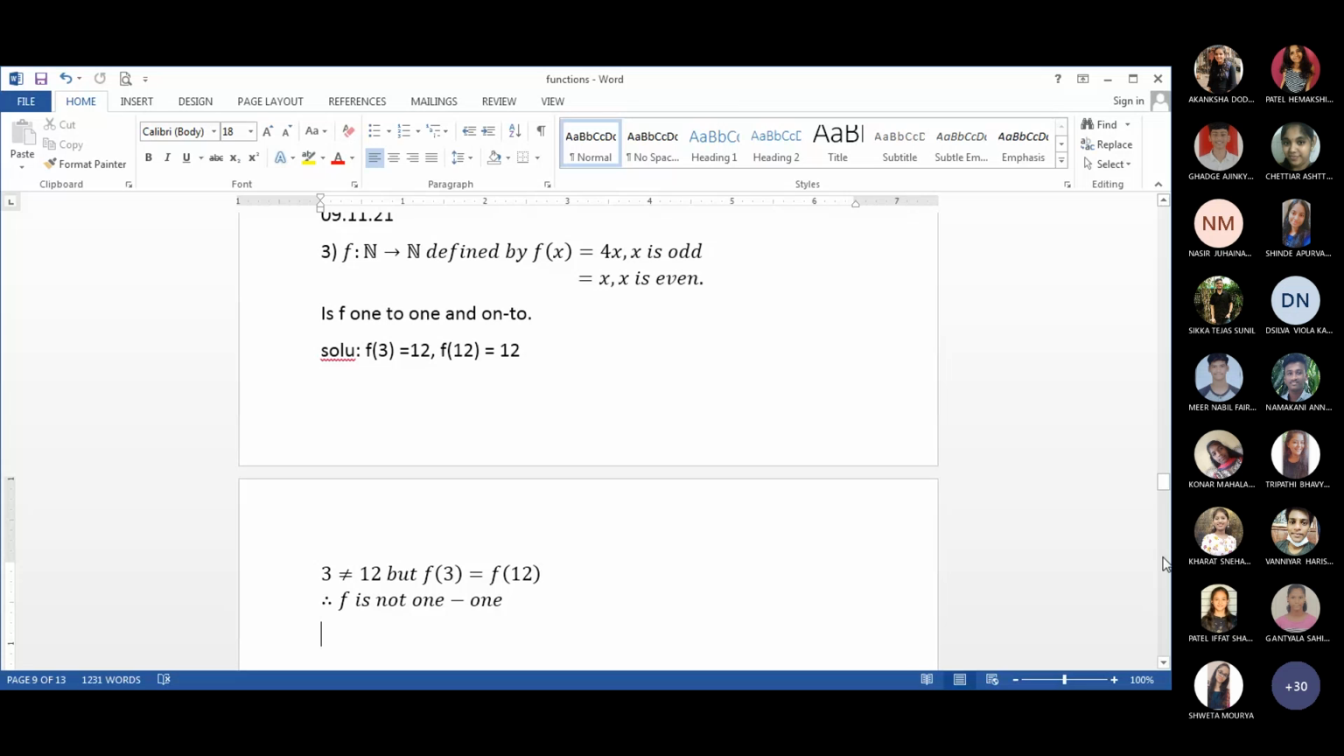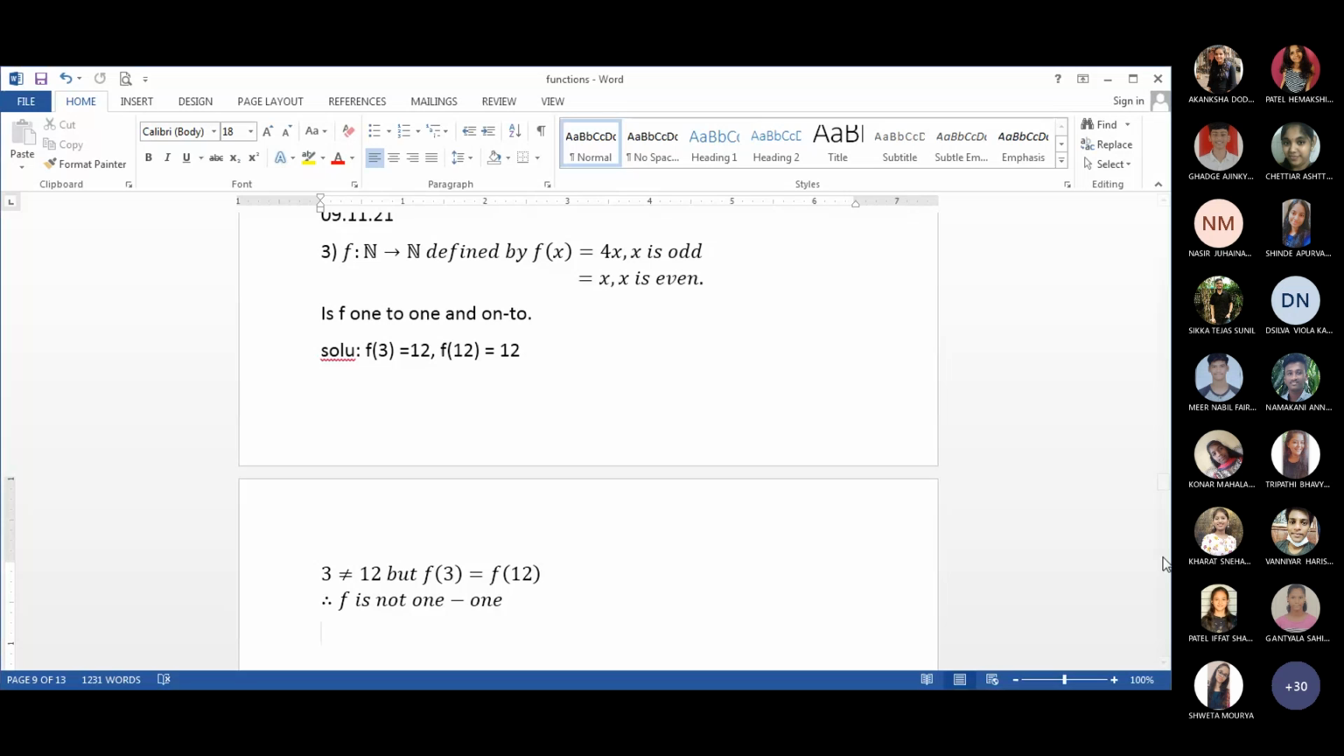ऑन टू है कि नहीं है? No, sir. Sorry, no, sir. Can you justify? Sir, y will be equal to 4x for odd. Then x will be equal to y by 4. And if we consider 1 as odd number, we will get y as 1 by 4, which cannot be the part of codomain. Okay, very good.